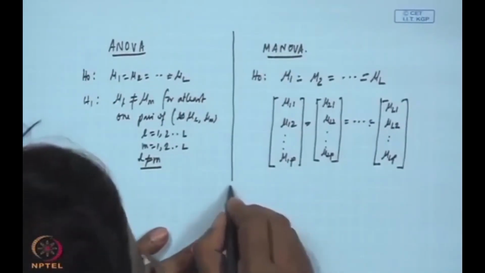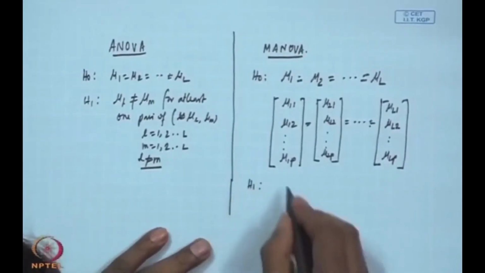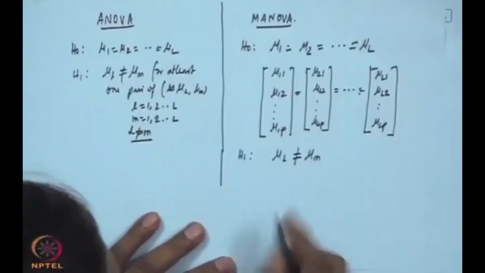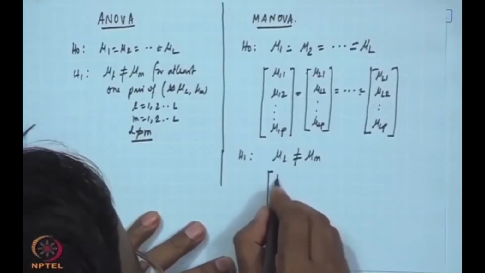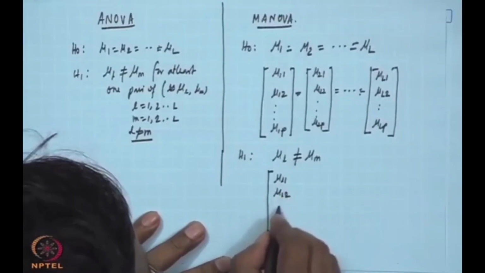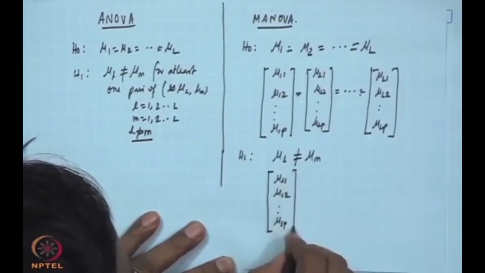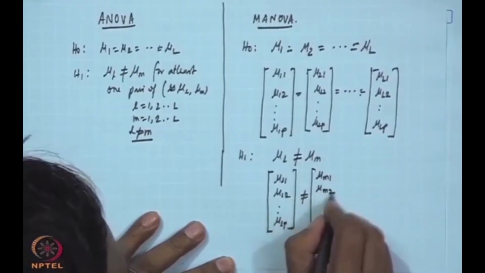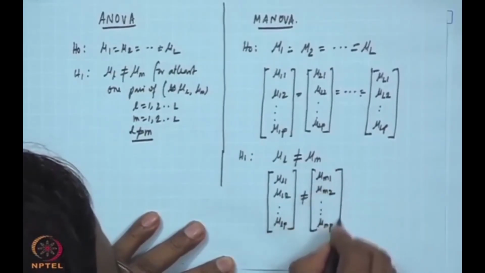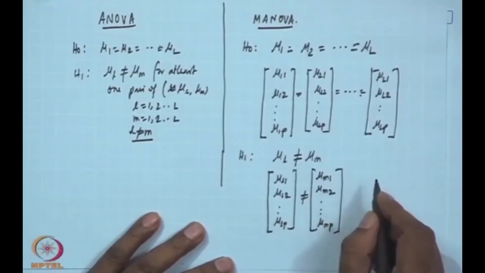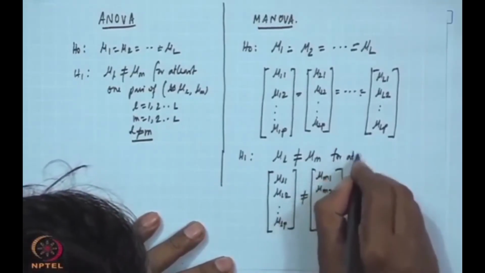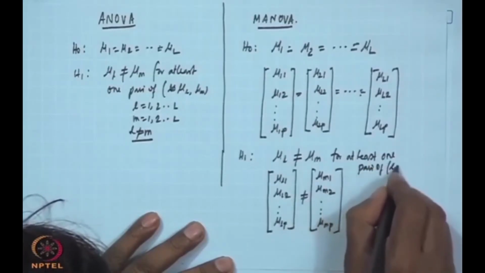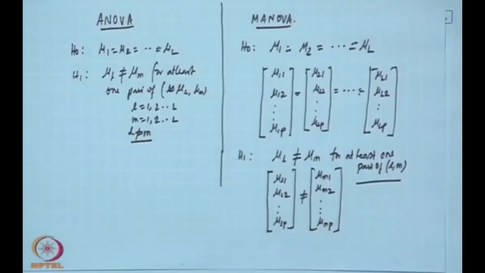And your alternate hypothesis, that mu L not equal to mu M, by saying this you are saying that mu L1, mu L2, up to mu LP is not equal to mu M1, mu M2, and so on, for at least one pair of L, M. Okay.